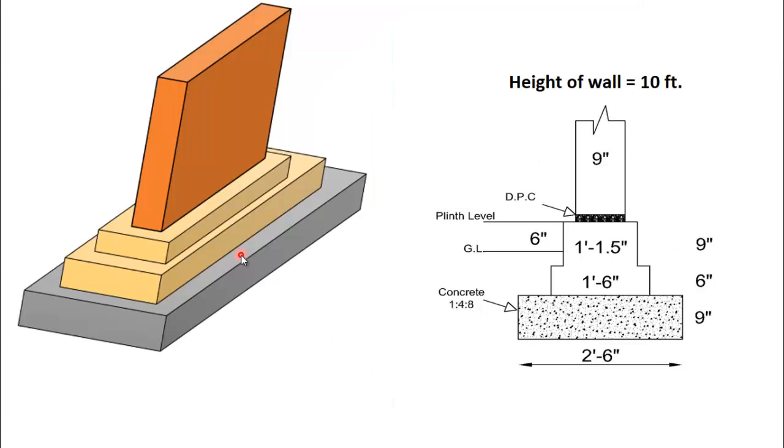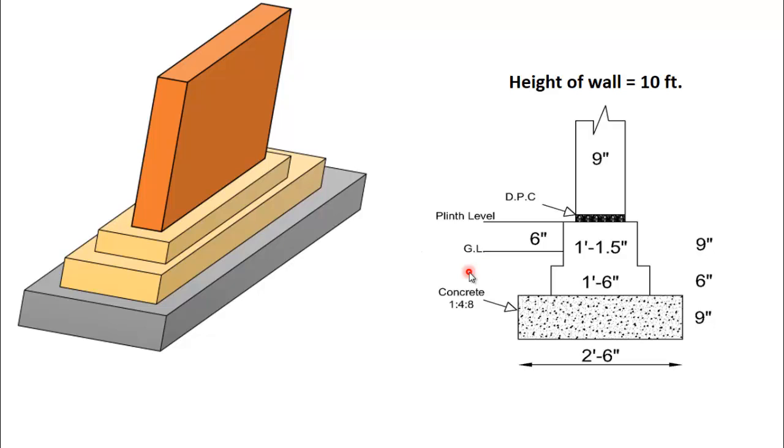The cross section of the wall along with its 3D view is given. Here you can see that the width of the bottom portion of the foundation concrete is 2 feet 6 inches. Its thickness is 9 inches. Here brickwork in foundation and plinth is provided in 2 steps. The first step has a thickness of 6 inches and a width of 1 foot 6 inches, or 1.5 feet. The thickness of the second step is 9 inches. The width of the second step is 1 foot 1.5 inches, or 1.125 feet.